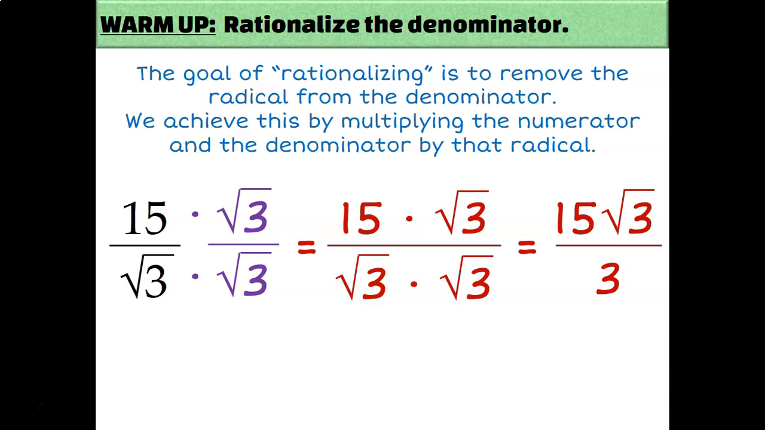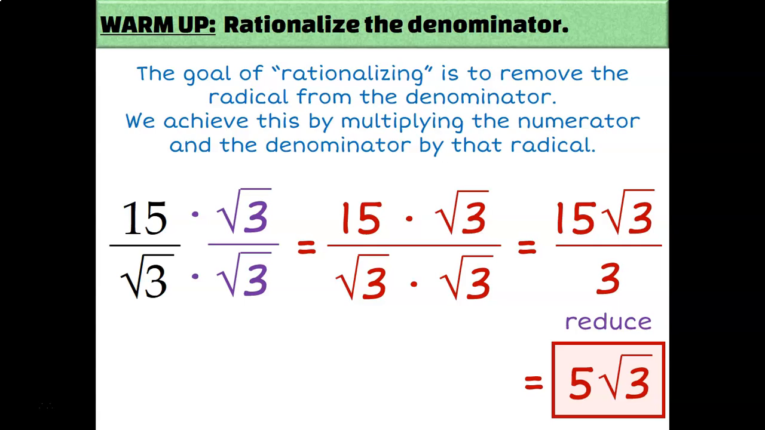But this time I can reduce, because 15 on top and 3 on bottom, those are both divisible by 3. So I can reduce this answer to 5 square root of 3.